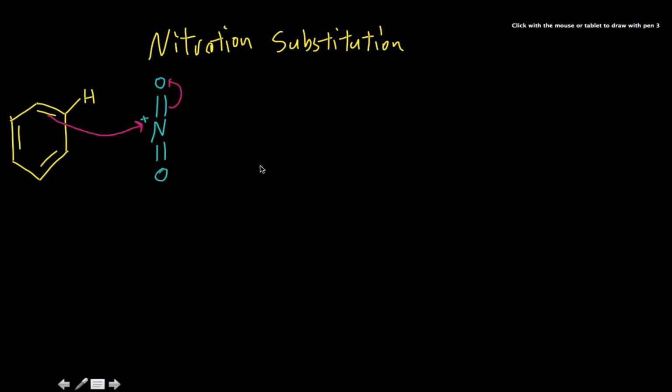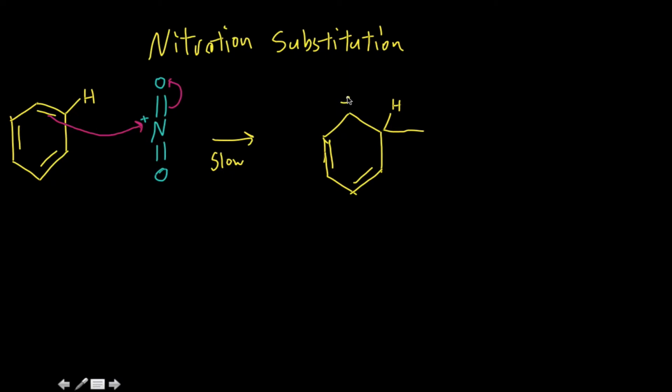What we get out of this, I'm going to make sure that we draw that this is slow. Despite the fact that this is super reactive, these benzene bonds are so stable. We're disrupting aromaticity in this reaction. What we get out of this, pi bond, hydrogen there, is a carbocation. I guess I'll go ahead and draw the whole thing.